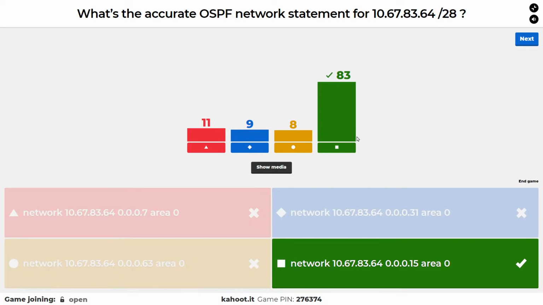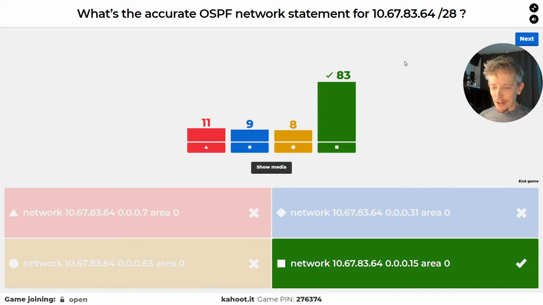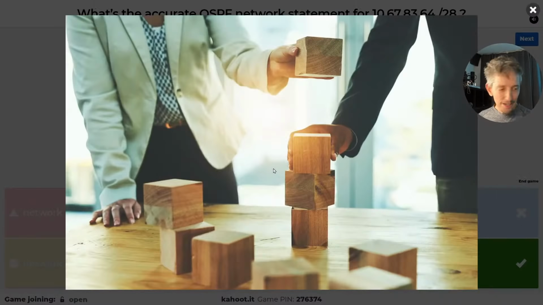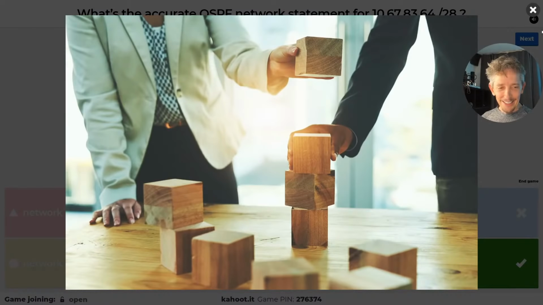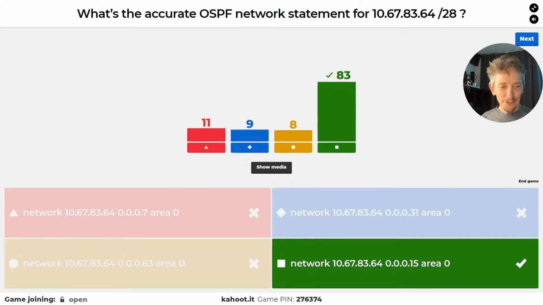I am super, super impressed. 83 of you got the correct answer. Let's talk about it for a second. The reason I put the blocks there is because of block size. So let me grab my pen and share with you briefly how I would solve this, and then I will turn you loose on the Subnet Saturdays to go ahead and calculate this.